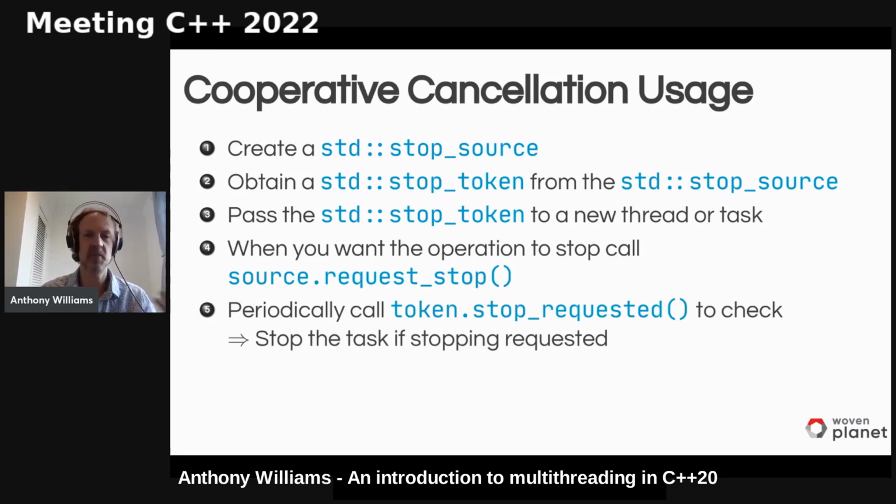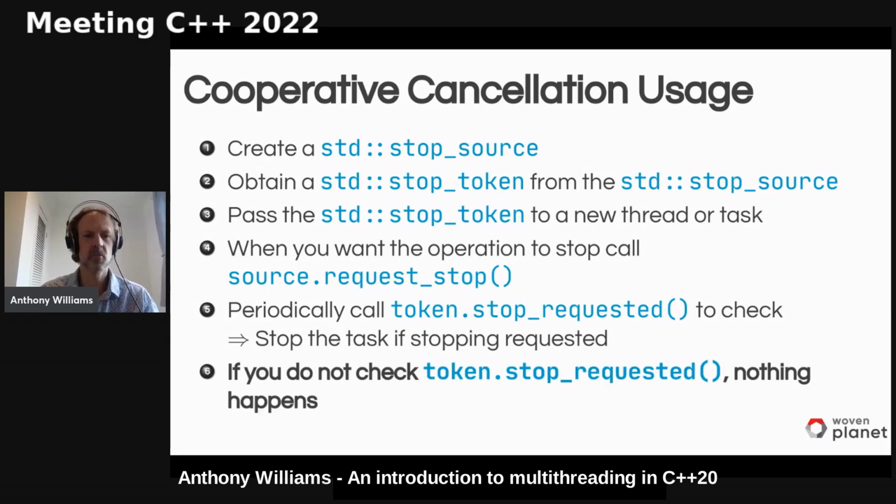At some point, the task that we're hoping to interrupt will call the function on its token, stop_requested, which checks to see if the flag has been set and returns true or false. If the call to stop_requested returns true, then it's up to you to stop the task, to do something with that signal. And again, to reiterate, if you do not check the stop token, nothing happens. If you check it and discard the result, then nothing special happens. No, it's up to you. This is a cooperative mechanism.